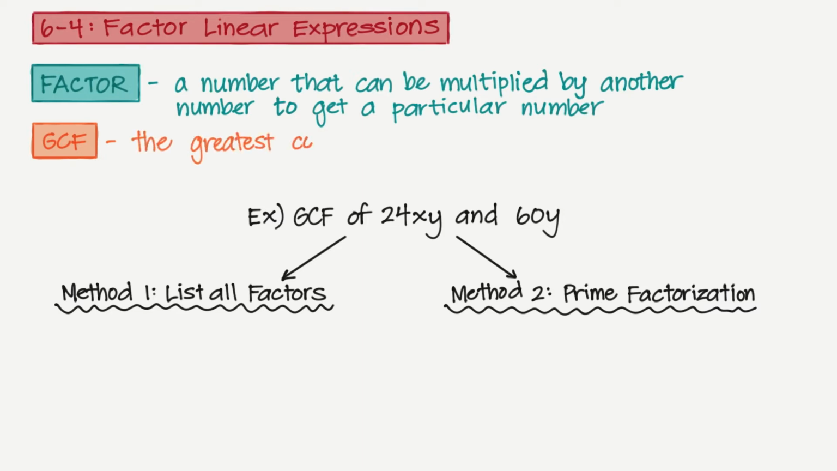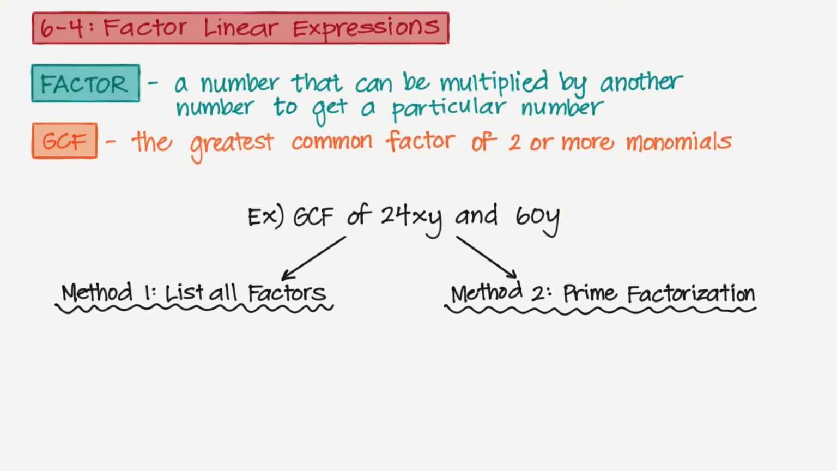The GCF, on the other hand, is the greatest common factor of two or more monomials. So it's kind of like what is the biggest factor, the biggest number that both of those can be divisible by. So here we have an example to find the GCF, or the greatest common factor, of 24xy and 60y. Now there are two methods.